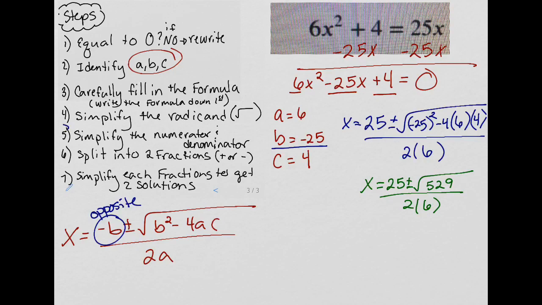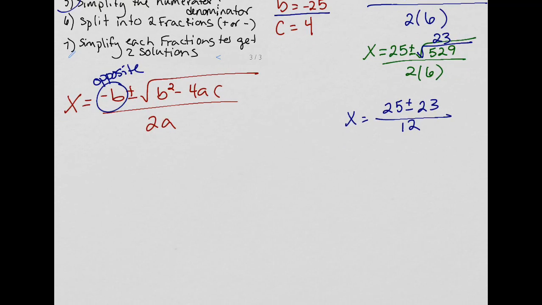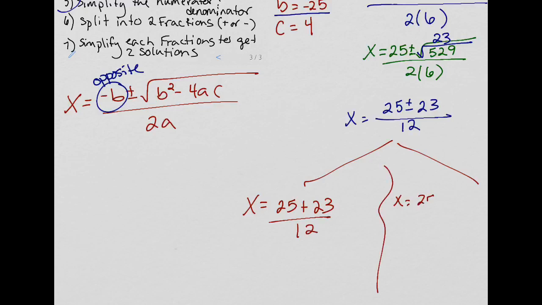Okay, then I'm going to simplify the numerator, that square root of 529. Use a calculator or you can break it down, but it is a perfect square. The square root of 529 is 23. So I can say the numerator is 25 plus or minus 23. And the denominator, 2 times 6, is 12. Now I'm ready to split this fraction into 2 separate problems. X equals 25 plus 23 over 12, or x equals 25 minus 23 over 12.